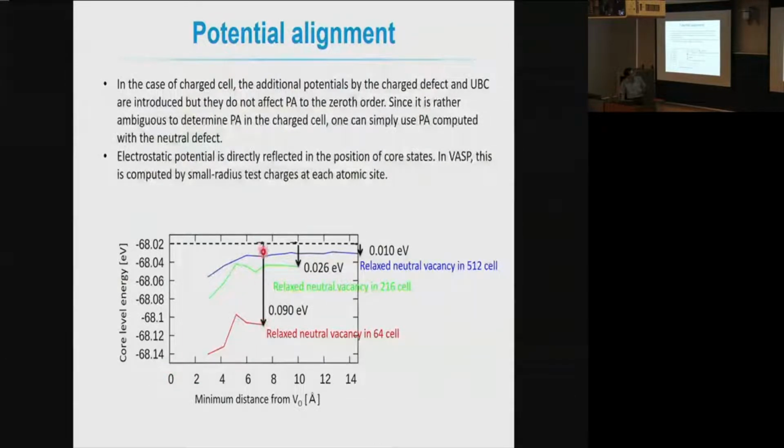You have this potential misalignment by 0.09 electron volt. But as you increase your supercell size, this is gradually reduced, and it will eventually converge to 0. Okay, so for the final cell, you still have some of the difference in the potential value. Okay, so by tracing this energy level change, you can actually get this potential alignment value.